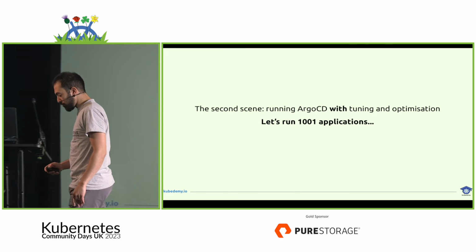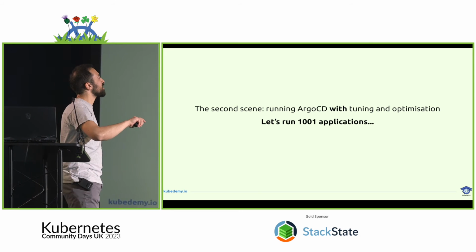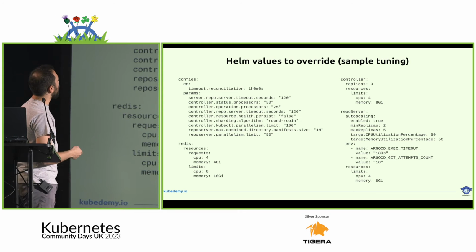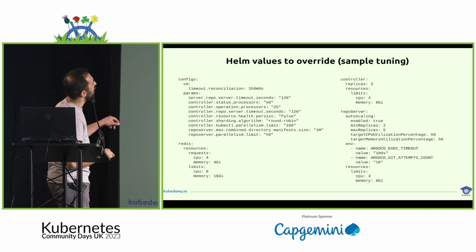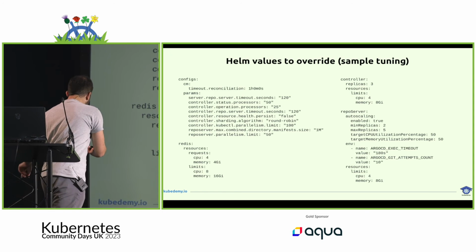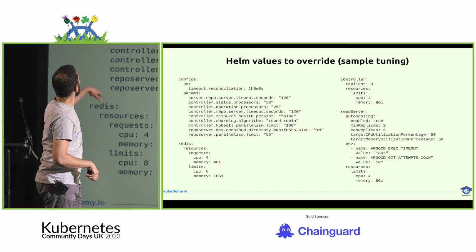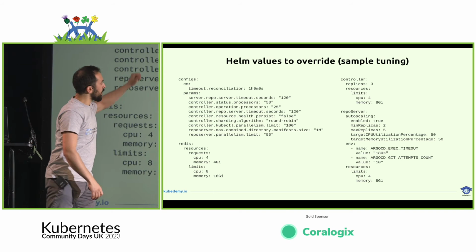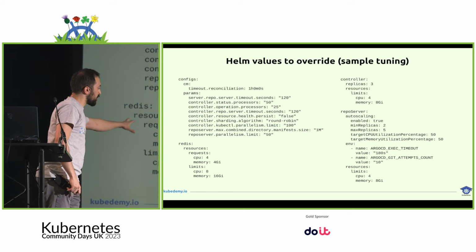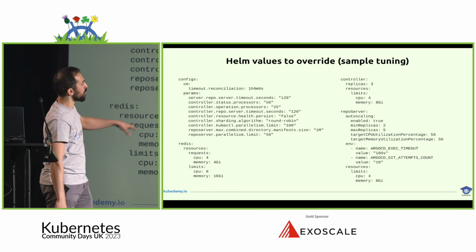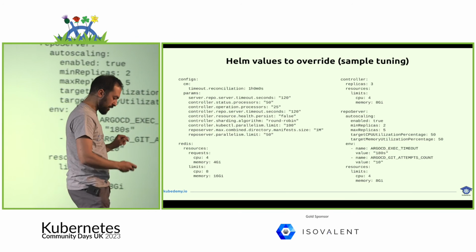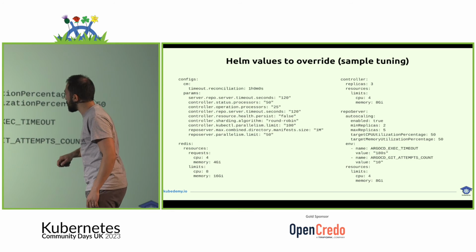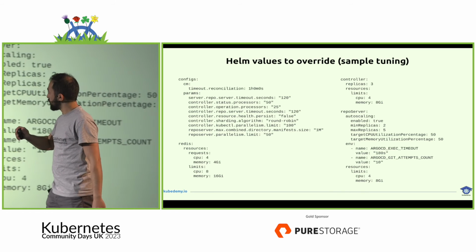And now it is time to deploy ArgoCD with tuning with 1001 applications. This is the configuration. This is the override we have about the timeout, the reconciliation timeout. Is that 1 hour? We have some parameters about the timeout of repo server, controller optimization, Redis optimization in the memory, in resources, CPU and memory, the number of replicas, and repo server optimization, adding auto-scaling, adding 2 additional environment variables. And now it's time to run.